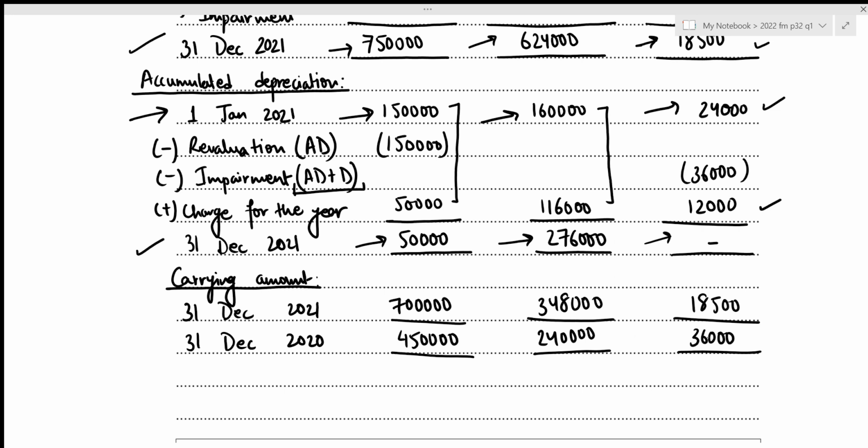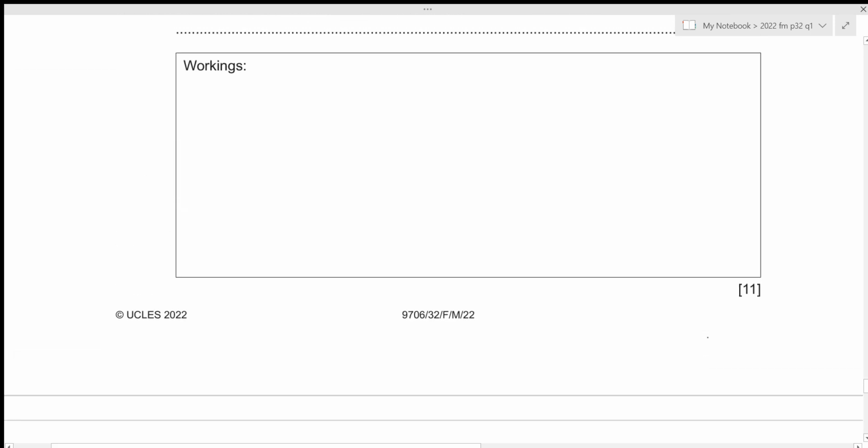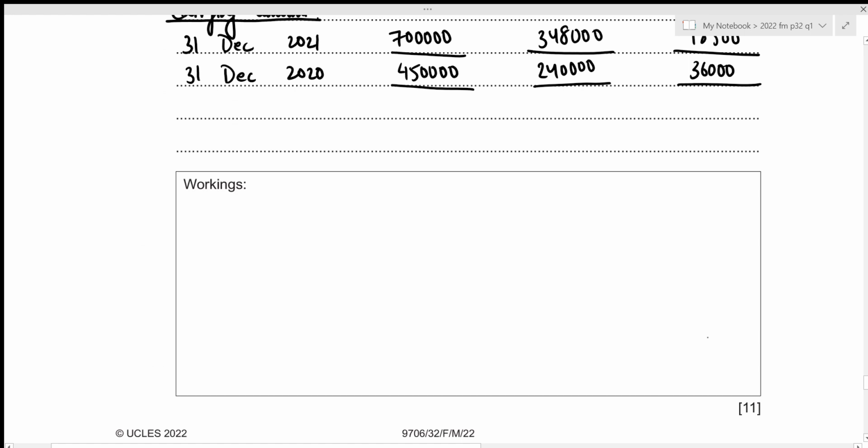This concludes the third part. We can now move towards the fourth one. Again, we are given the working section, so make sure that you guys do all of your workings in this particular box so that you get your markings correctly.